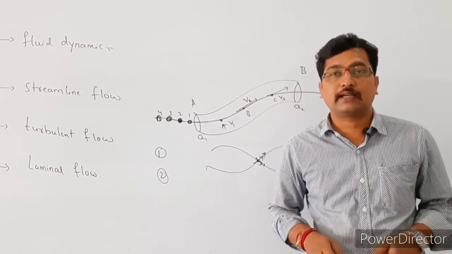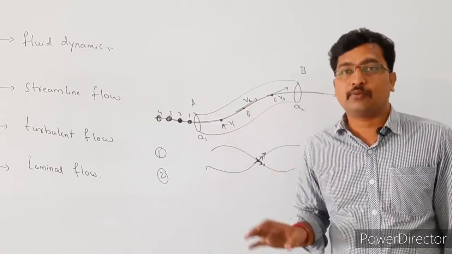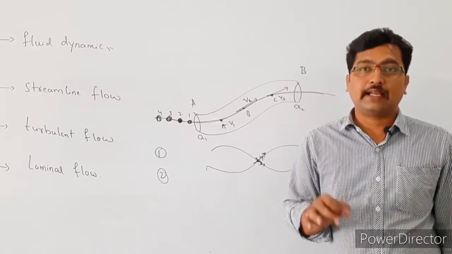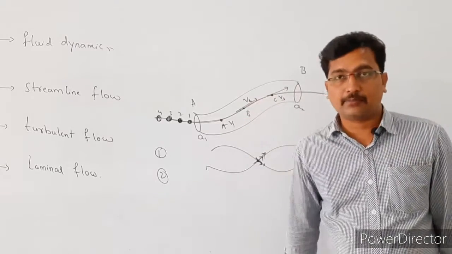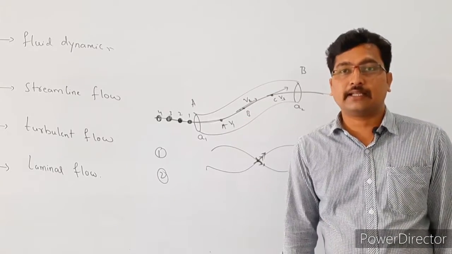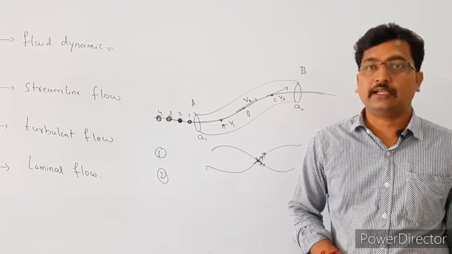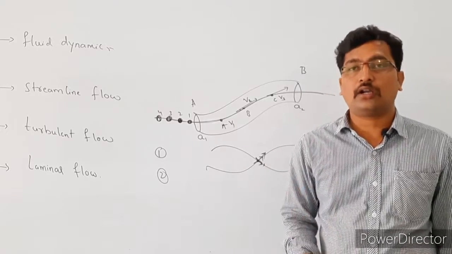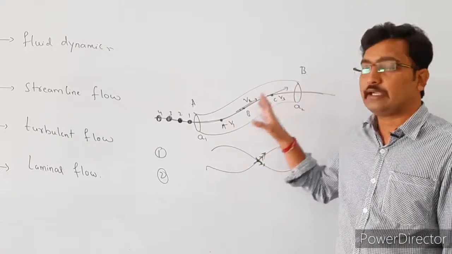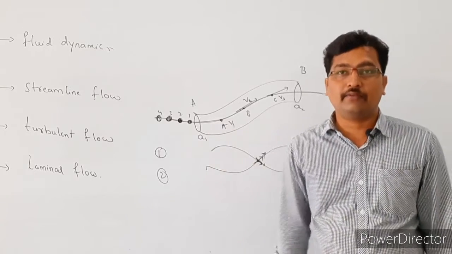These are the very important characteristics. The first is that if you draw the tangent at any point, that gives the direction and the magnitude of the velocity of the particle at that point. The second is that no two streamlines can cross each other. So streamline flow means regular flow of fluid, where the velocity of the fluid at any point is the same. That is known as streamline flow.